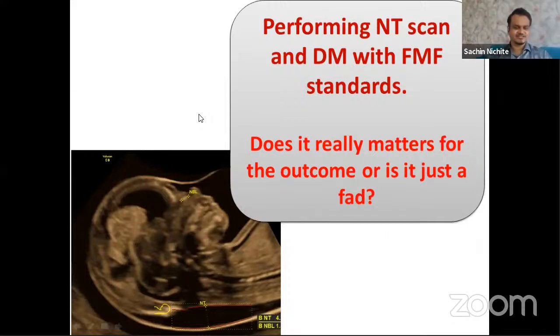Okay, Priya, any comments? I think all the messages are clear that we have to follow these rules, because a lot of research and study has gone into it. And of course, we have seen that detection rates have increased.